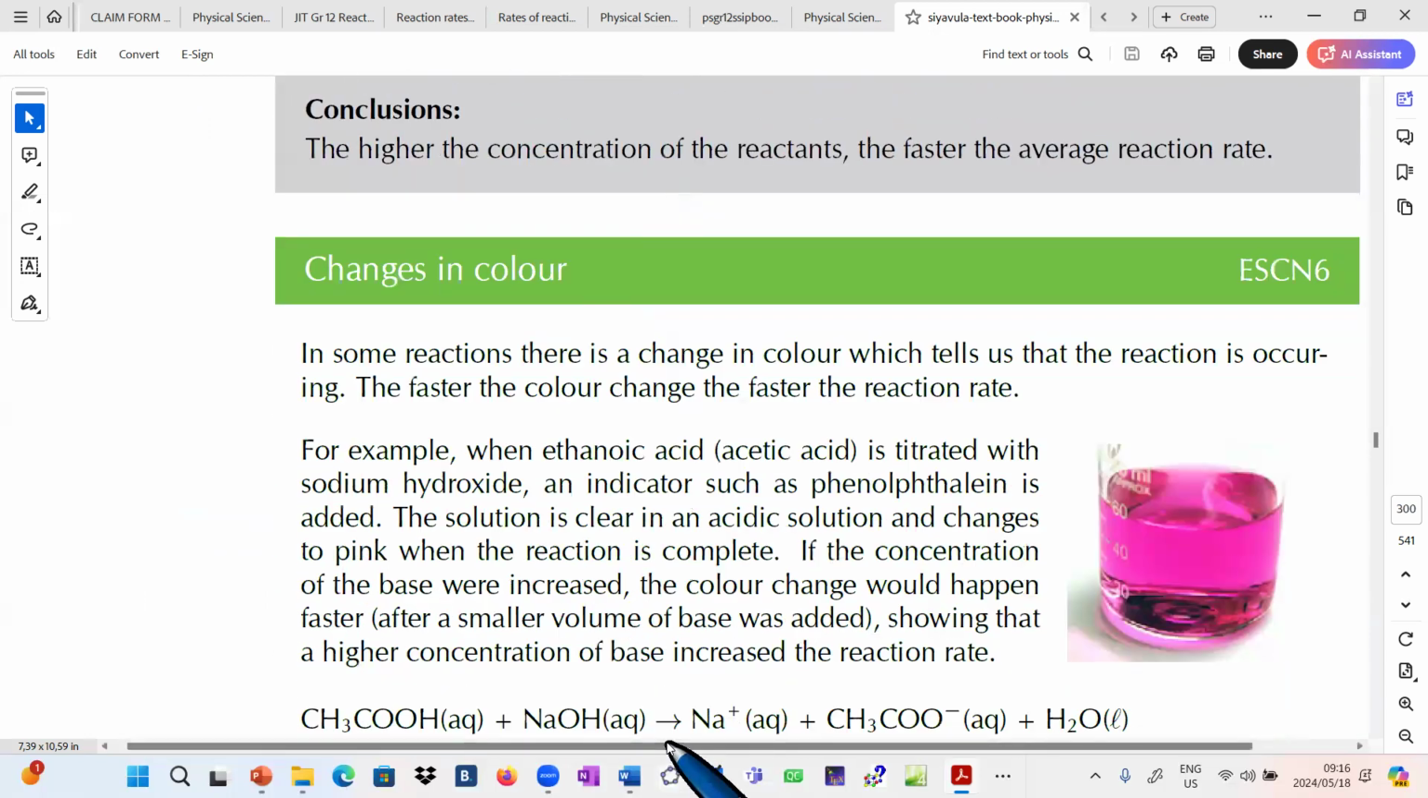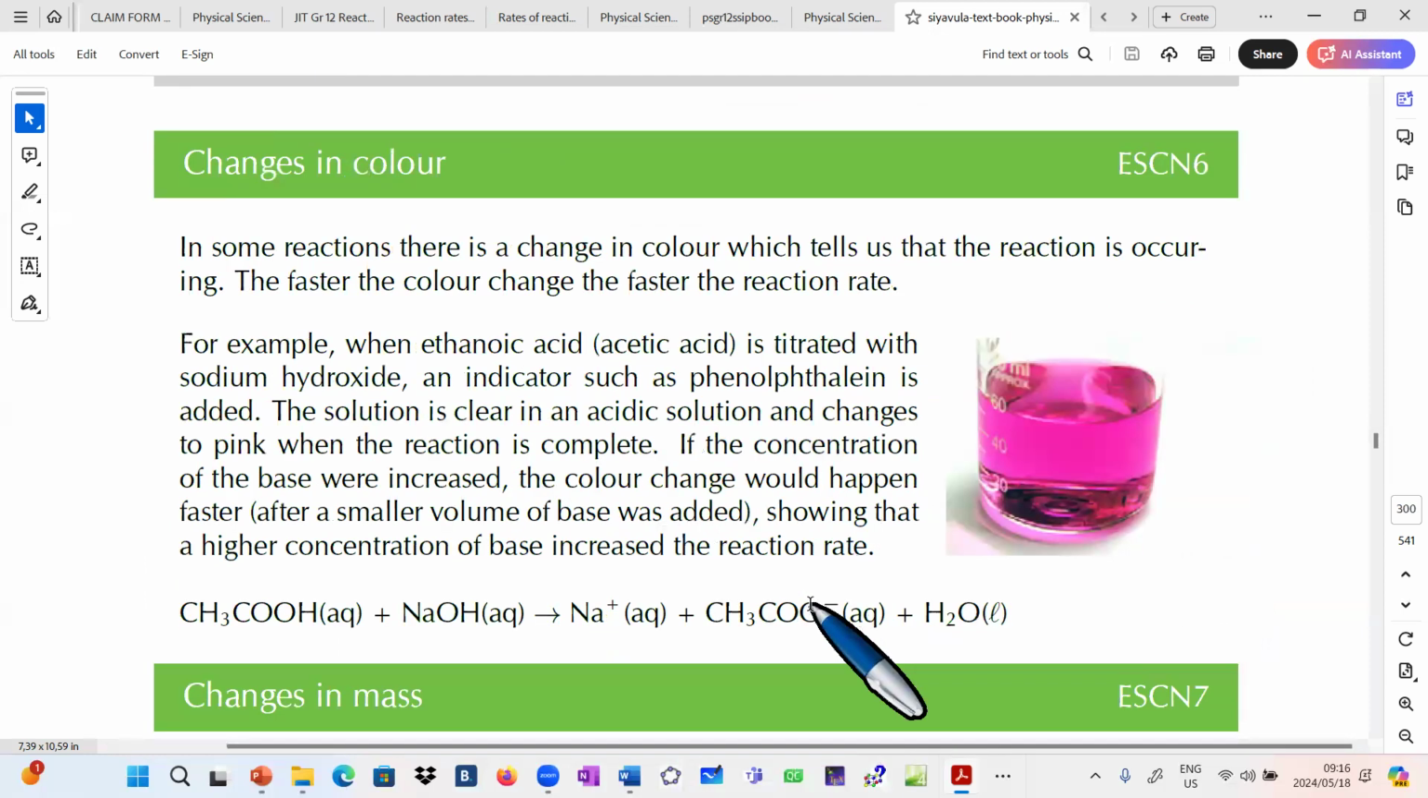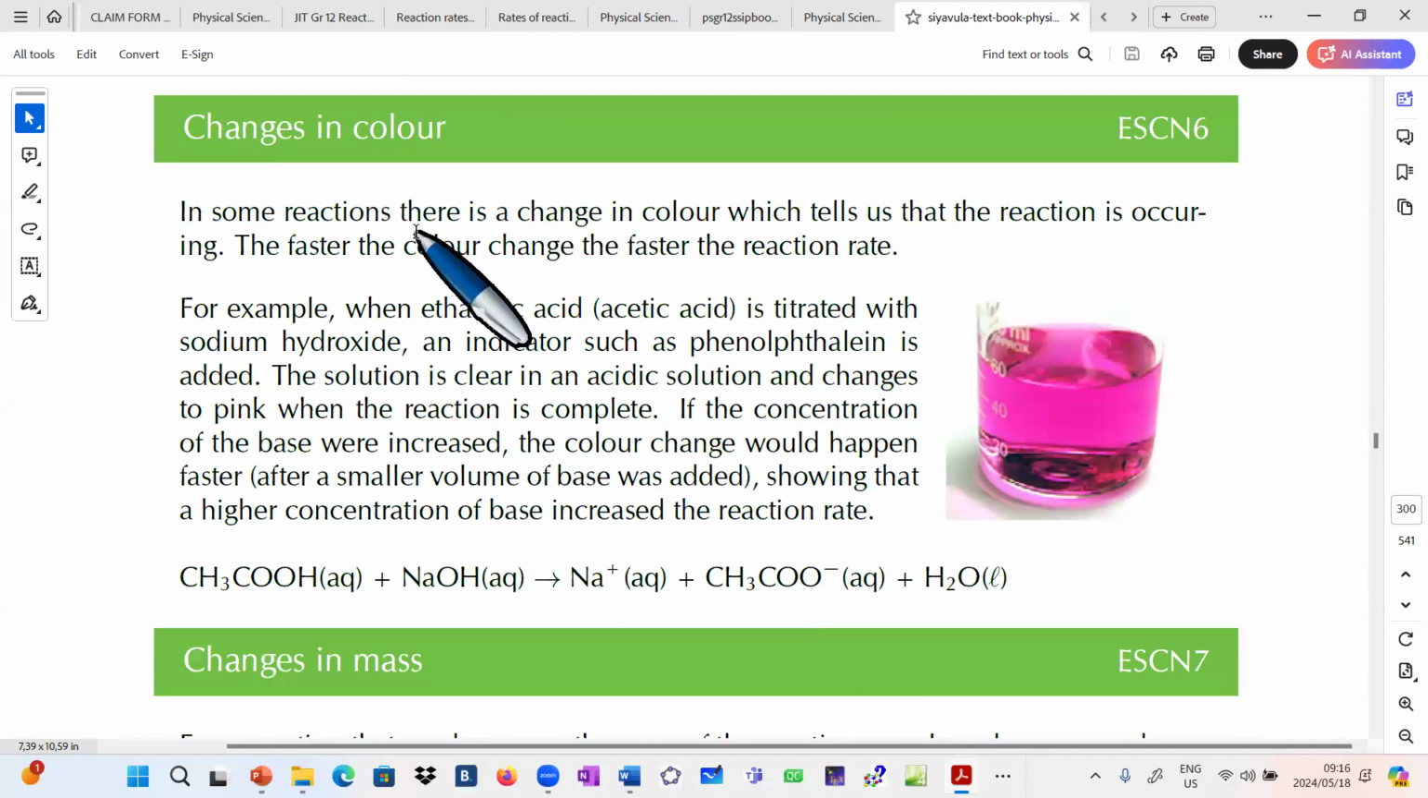Okay, let's look at the aspect of color changes. For example, in some reactions there is a change in color, which tells us that the reaction is occurring. The faster the color change, the faster the reaction rate. So if there's a faster change in the color, that means there's a faster reaction.